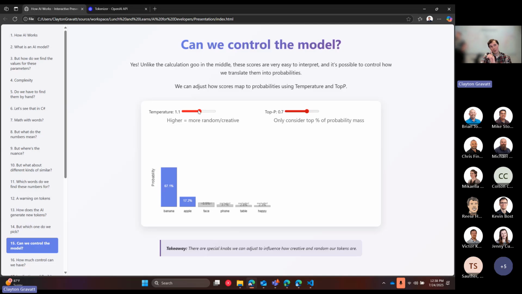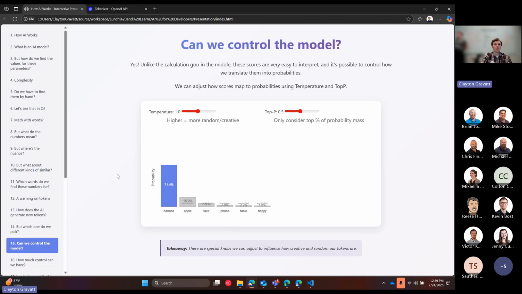And these relate to each other in that if we're controlling our temperature, which is changing that probability associated with it, that changes which things get included in our top P% of it. So when you're altering these, do them one at a time because they interact with each other. Basically, that's part of the takeaway there. But the other takeaway is that there are special knobs we can use to influence how creative and random our tokens actually are. So we do have some control over it.